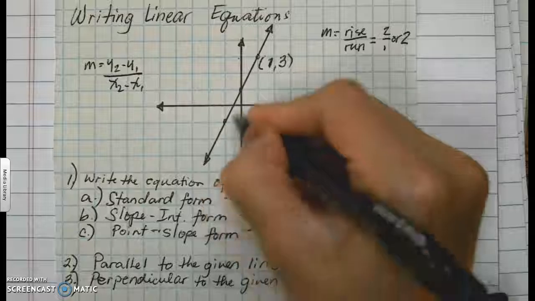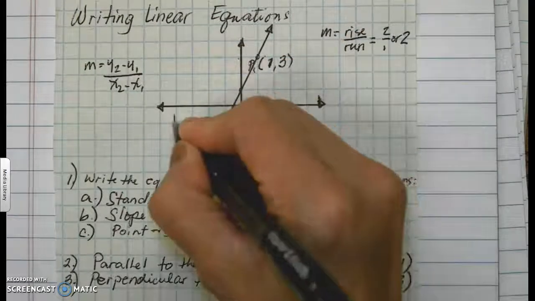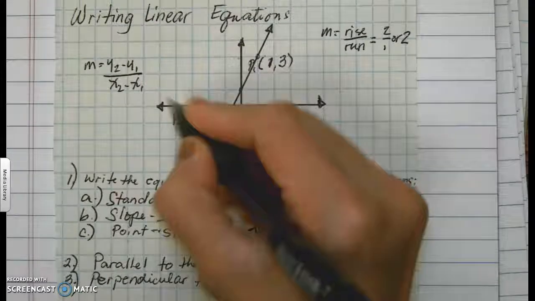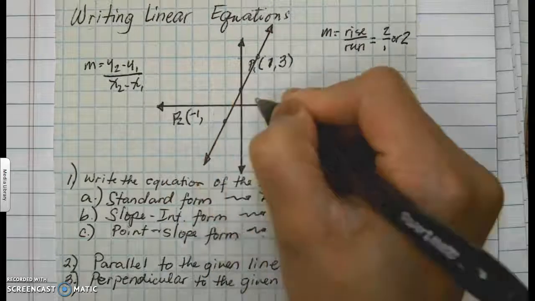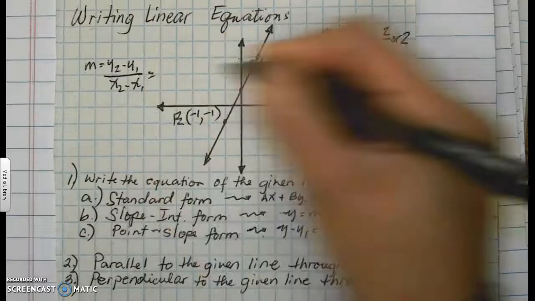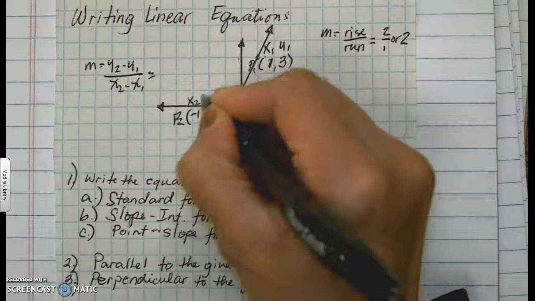So if this is my point 1 and this is my point 2, by the way, you can also use this as your point 2. You have 3 given points, but I want to use this. So that's negative 1 comma negative 1. Again, here I will label this as my x1, y1, and this is my x2, y2.